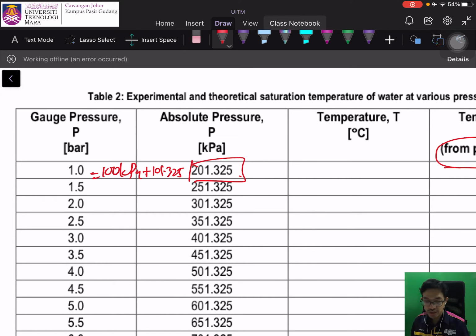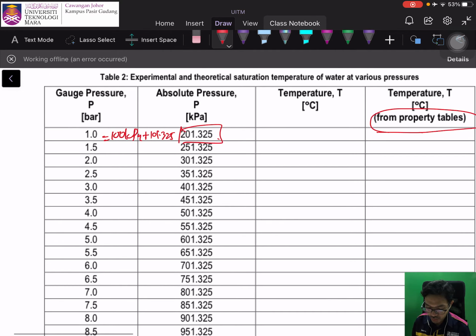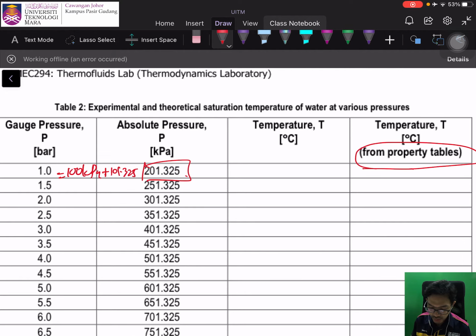It has already been calculated for you, so you just need to check whether it is true or not. Alright, so the highest one here is 1101.325 kPa. I will take one value here. Let's say I want to get the saturated temperature for 201.325 kPa. If you run the experiments, you will have the temperature here, let's say 101 degrees Celsius. Okay, sorry, this one is not logical if you get 201. Let's say this one is basically 120 degrees Celsius.